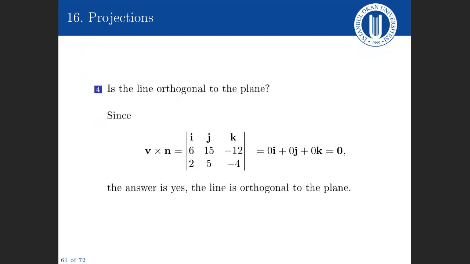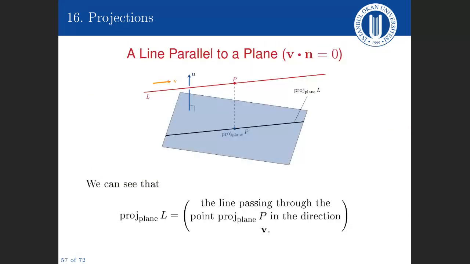I'm going to go back to case two. Here we go. We have a picture, something like this. We want to calculate the projection of P onto the plane and then find the line which is passing through this point in the same direction as V.